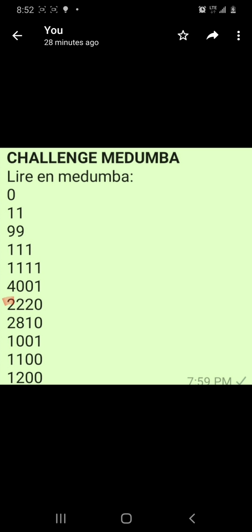That's the regular rule. That's the regular way of reading it. But when you have 100, when you have a 1, it is nchuk, before you say ncha, whatever is going to follow. Okay.